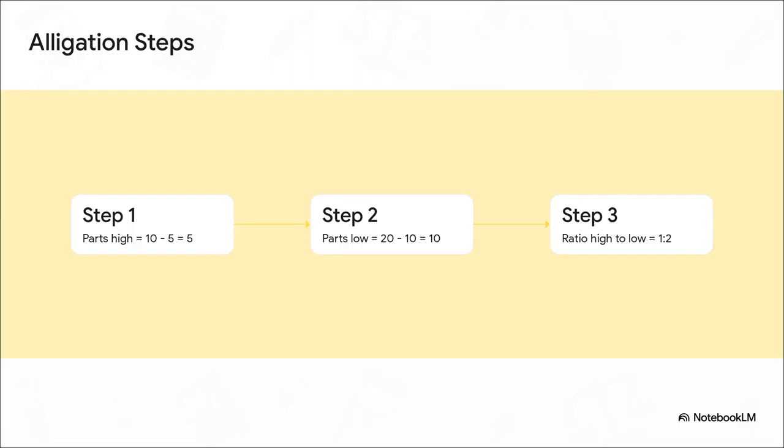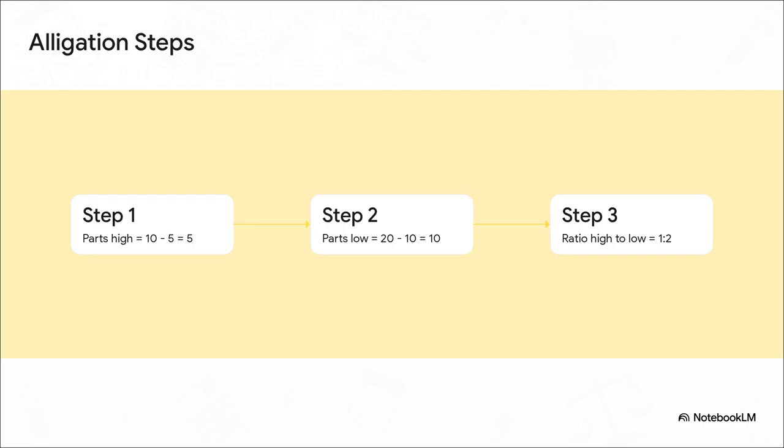Let's see how this builds into alligation, which is a highly testable compounding scenario. When you need to mix a high and a low-strength product to get a specific desired strength, alligation steps help you perfectly visualize the math. Let's say we have a 20% and a 5% cream, and we want to make a 10% cream. Step 1, subtract the low from the desired to find the parts of the high strength. 10 minus 5 is 5 parts of the 20%.